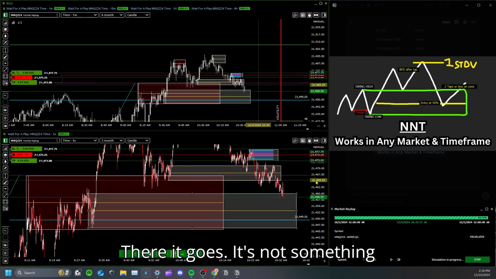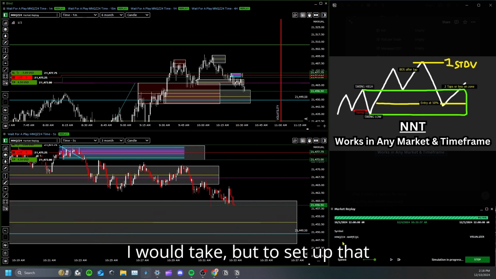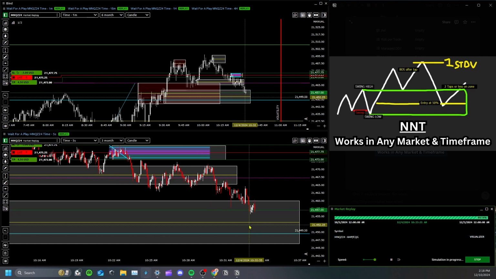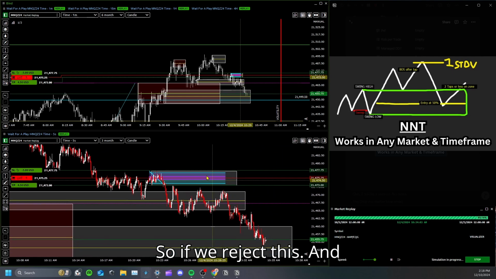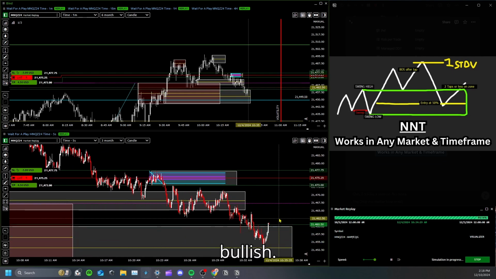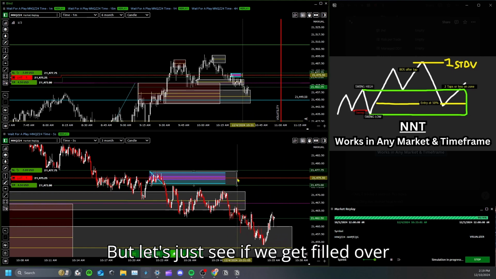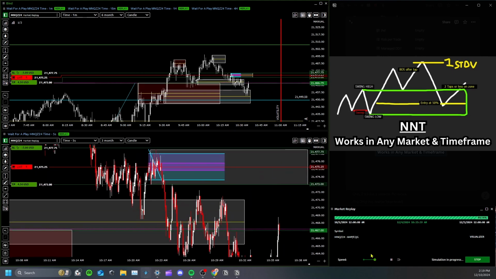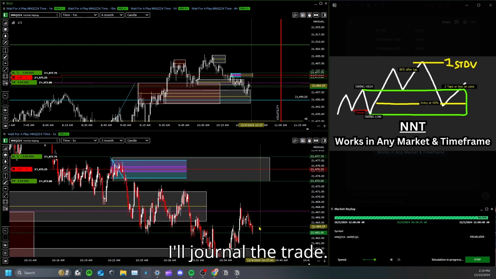There it goes. It's not something I would take, but it's a setup that can help us gauge direction. So if we reject this and blow to this, then we can confirm bullish. But let's just see if we get filled over here. Come on, buddy. And then if we do get filled up here, I'll journal the trade.